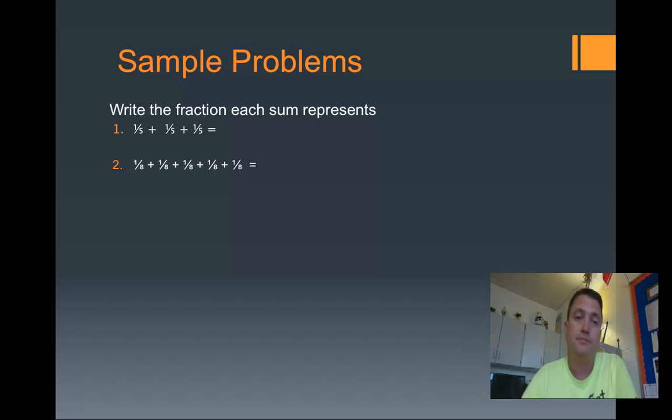Okay, so 1/5 plus 1/5 plus 1/5, that's 3/5. If I add that together, because remember I'm just adding the numerators, the denominator stays the same. In problem number 2, 1/8 plus 1/8 plus 1/8 plus 1/8 plus 1/8 is 5/8.